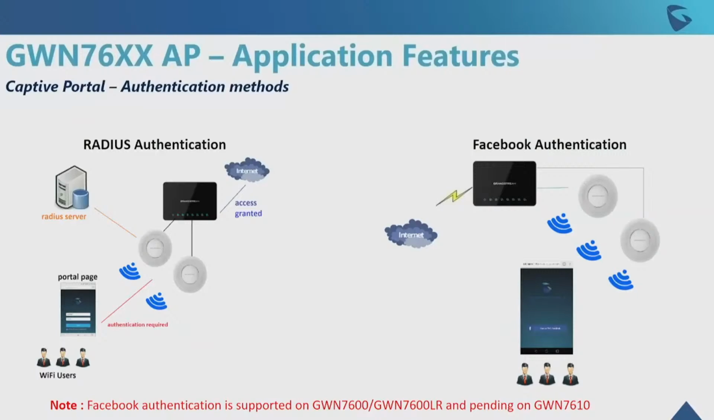Another feature that we just recently added on our GWN 7600, 7600LR, and GWN 7000 is Facebook. We're going to add that into the 7610 fairly soon. With Facebook authentication, they connect to your Captive Portal. They then have to log in with their Facebook account, and once they log in, they'll be granted access to the internet.